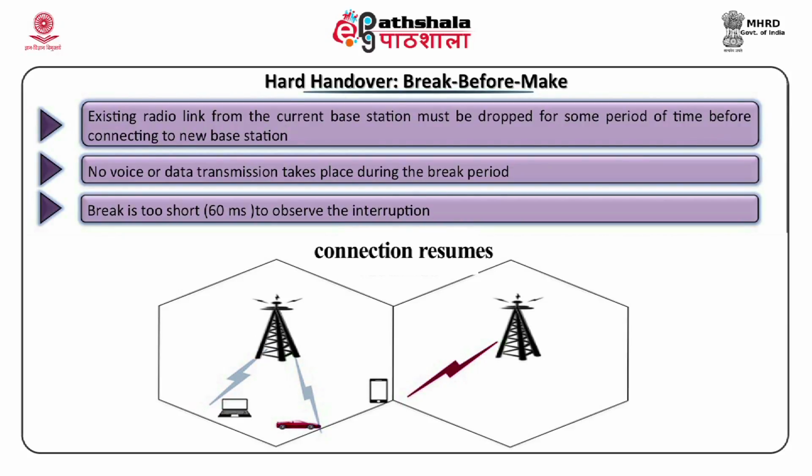A call is redirected from the old base station to the new base station, or from the old frequency channel to the new frequency channel. Now, this break is very short. You might wonder that if there is a break, why don't we observe it? There must be a call drop, there must be a cutoff. The duration of this interruption is very small, which is hardly observable by the user who is talking, and of course not observable during data transfer, because GSM maintains the interruption period of just 60 milliseconds.